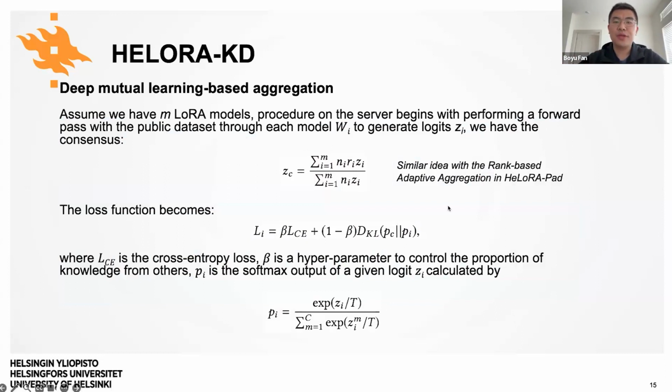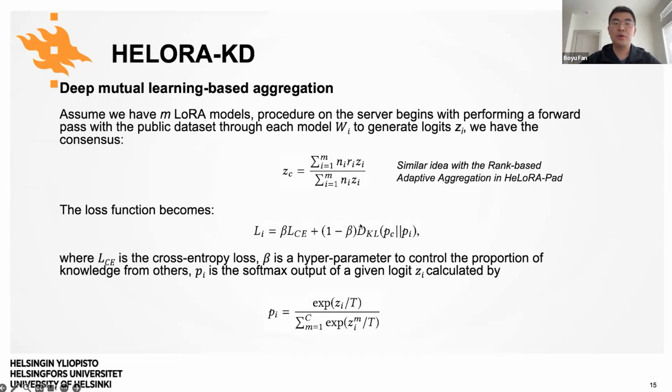So let's assume that we have M LoRA modules. This procedure on the server side begins by performing a forward pass with public datasets, so that each model will generate its logits, because they have different structures. And we will first calculate the consensus, like here. The consensus is calculated very similarly to the rank-based adaptive aggregation we mentioned in HeLoRA pad. So we also consider the R value here. So the loss function becomes this.